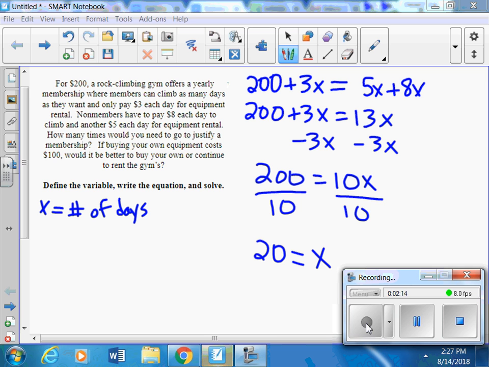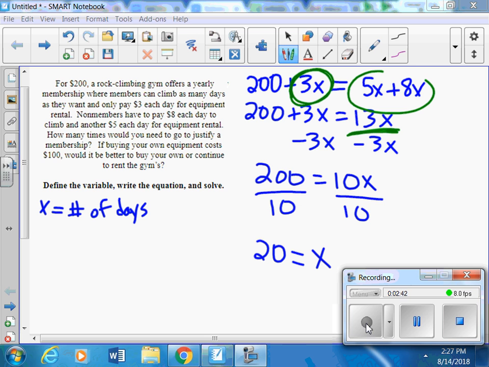So that answers, how many times would you need to go to justify membership? Well, if you're going to get a membership, then you want to go more than 20 times. You only pay $3 per day with a membership. Here, you pay $13 per day. So it's going to cost you more per day without a membership.